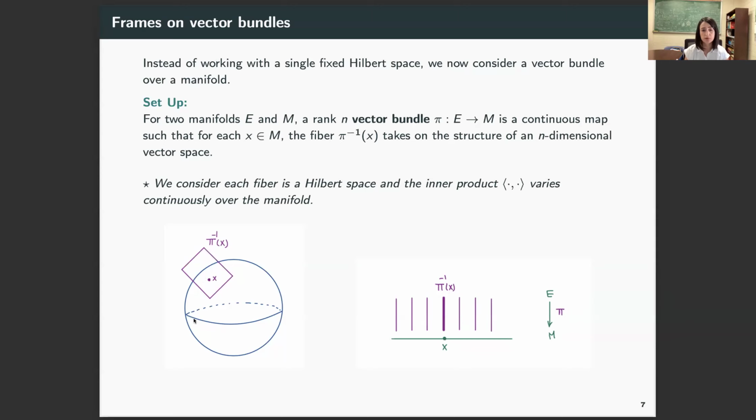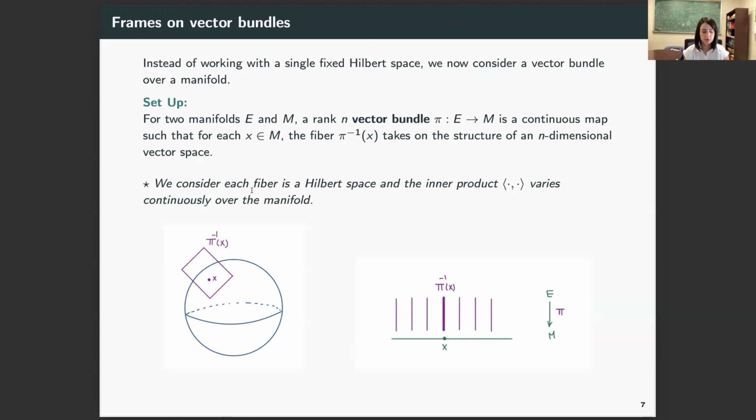In another example, if you think about a sphere and take an element x on this manifold, pi inverse of x, the fiber, is going to be a plane that includes this x, and it's going to be tangent to our sphere. And we're considering that each fiber is a Hilbert space, and the inner product varies continuously over the manifold.